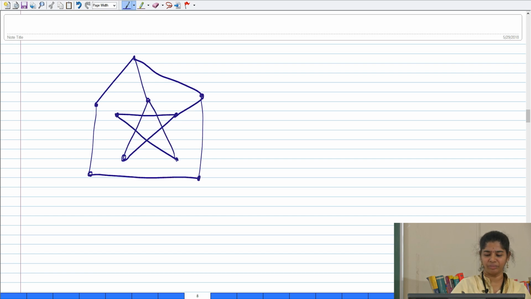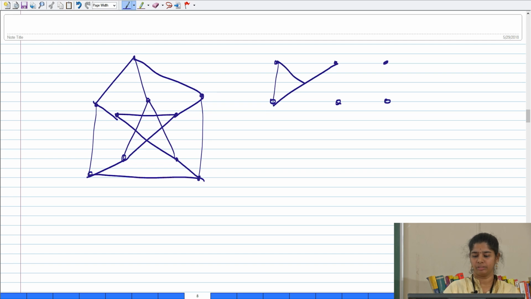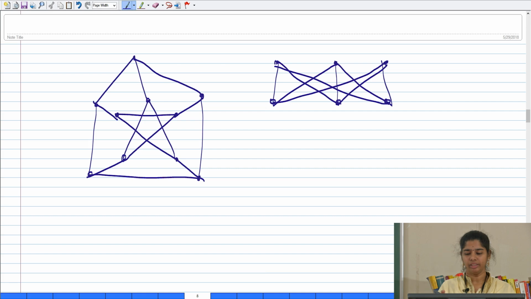Petersen graph. Can you tell me whether it is planar? What about the famous complete bipartite graph K3,3 on 3 plus 3 vertices? It is non-planar, right. So, you can think about all these things.